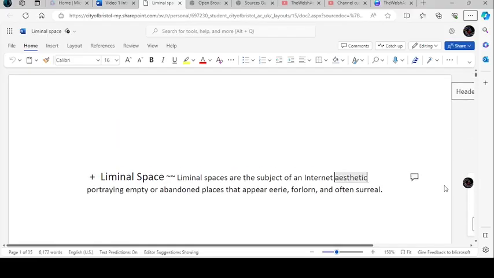What is liminal space? Liminal spaces are the subject of an internet aesthetic, portraying empty or abandoned places that appear eerie, forlorn, and often surreal.